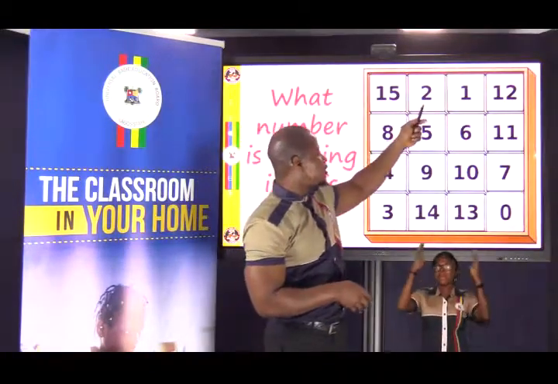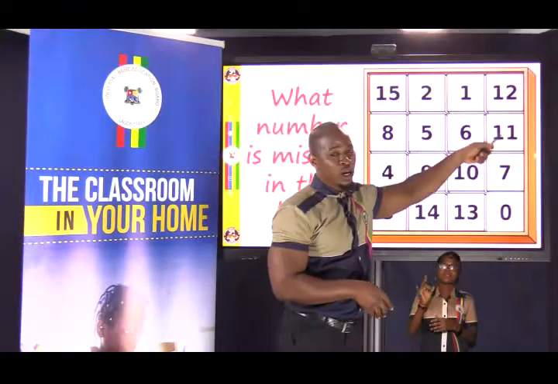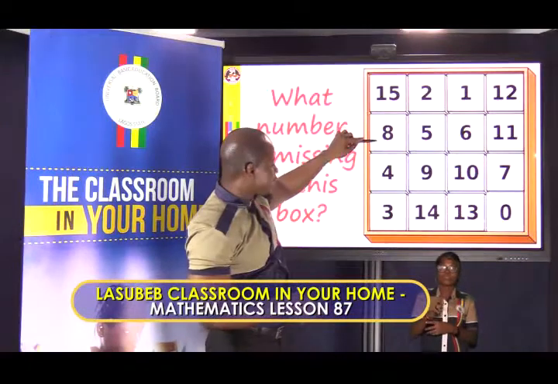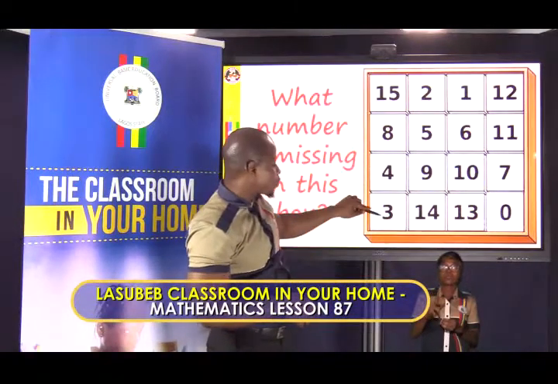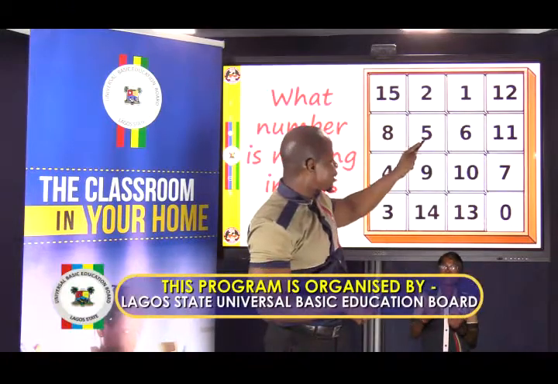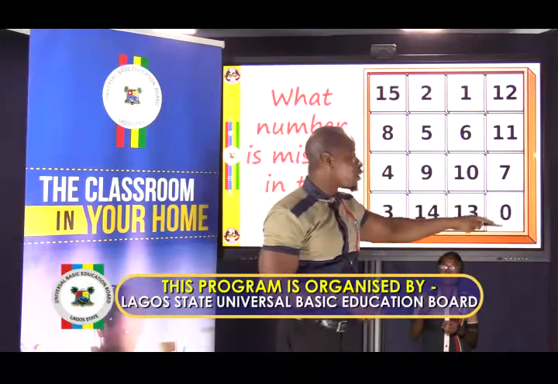15 plus 2 is 17, 18. 18 plus 12 is 30. If you add along the column, 15 plus 8 is 23. 23 plus 4 is 27, plus 3, 30. If you add along the diagonal, 15 plus 5 is 20, plus 10, 30. 30 plus 0 will be 30.